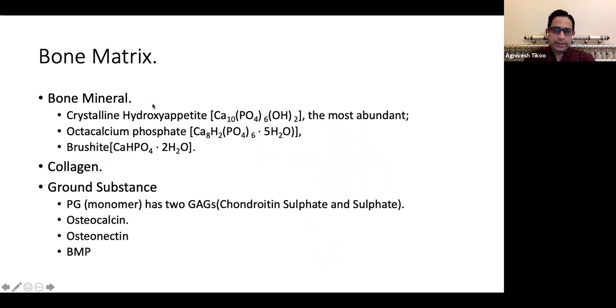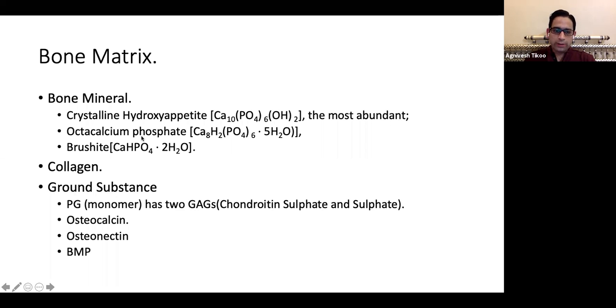So let's have a look at the detail. The bone matrix consists of bone mineral, collagen, and ground substance. Now let's try to understand what bone mineral contains. The most abundant one is crystalline hydroxyapatite. We should all know its formula because it can be an exam or viva question. It's Ca10(PO4)6(OH)2. This is the formula of crystalline hydroxyapatite, which is the most abundant mineral present in the bone.